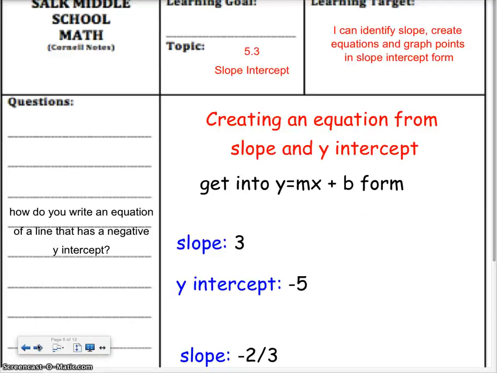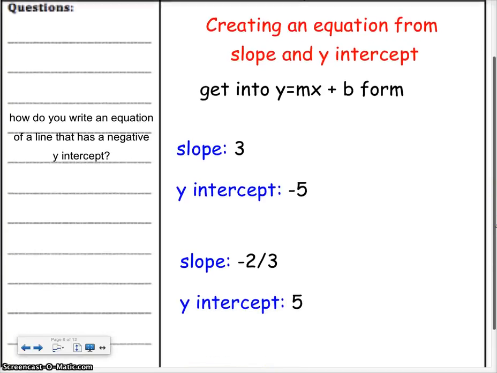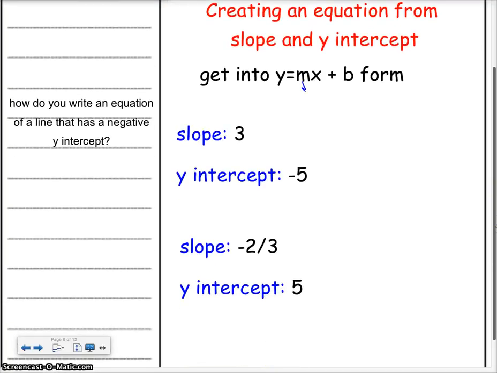All right, now the next part, you can create an equation using slope and y-intercept. So we get it into y equals mx plus b form. Remember, m is the slope, b is the y-intercept. So if I have the slope and the y-intercept, I can quickly just plug it into the equation. Y equals the slope times x plus the y-intercept.